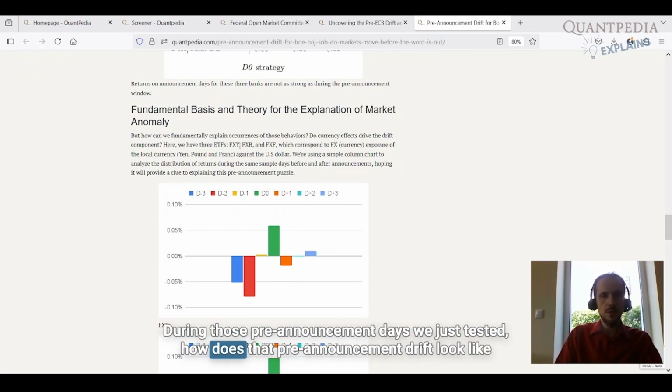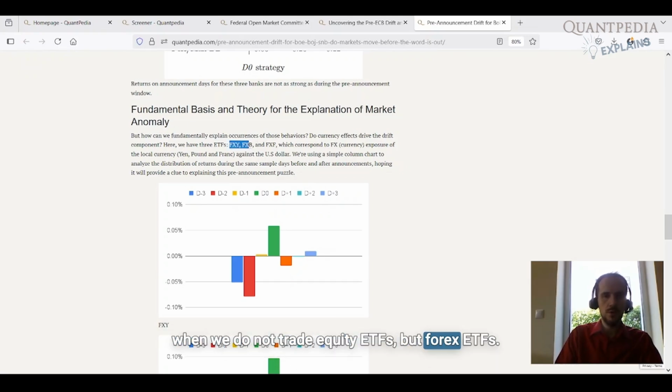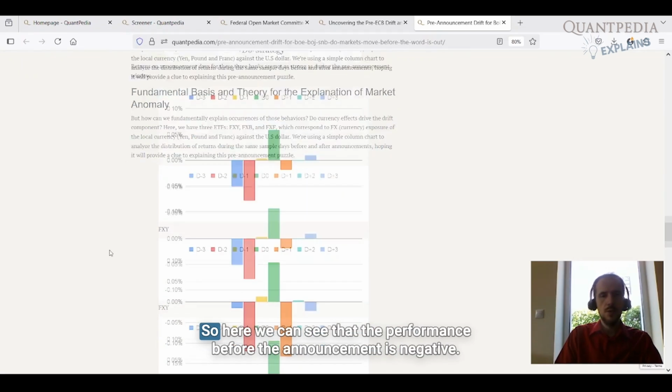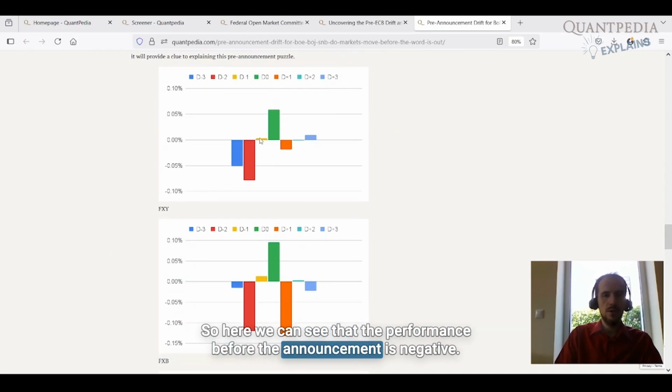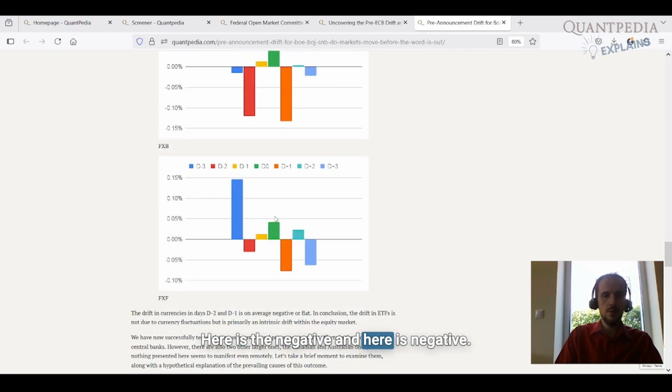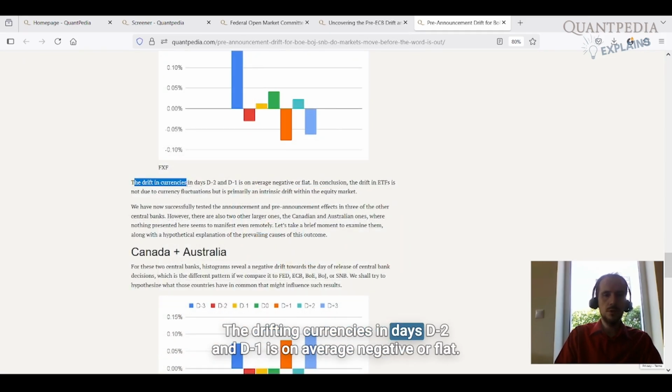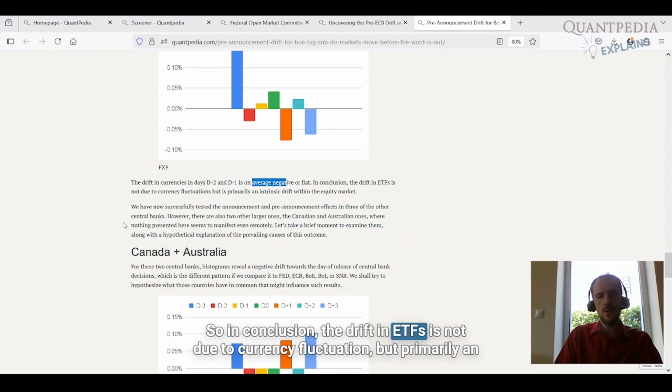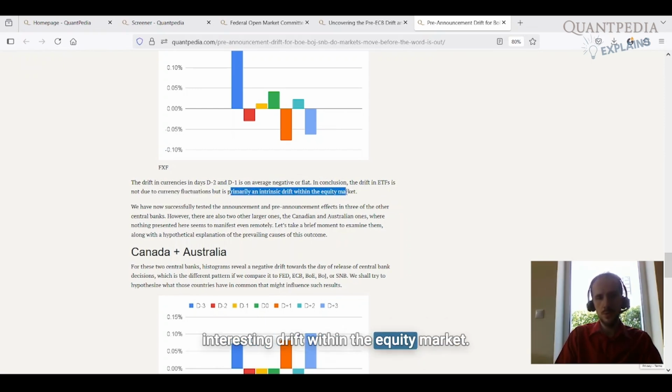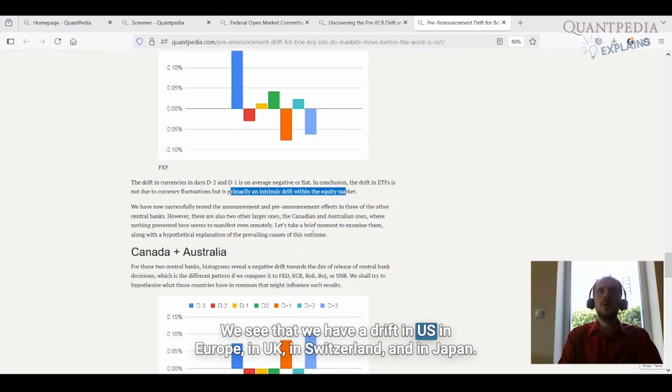We just tested what that pre-announcement drift looks like when we do not trade equity ETFs but forex ETFs. In our case it's the FXY, FXB and FXF ETFs. Here we can see that the performance before the announcement is negative, here is negative, and here is negative. Only D-3 is significantly positive, but the other days are negative. The drift in currencies in days D-2 and D-1 is on average negative or flat. So in conclusion, the drift in ETFs is not due to currency fluctuation, but is primarily an interesting drift within the equity market. We see that we have a drift in the US, in Europe, in the UK, in Switzerland and in Japan.